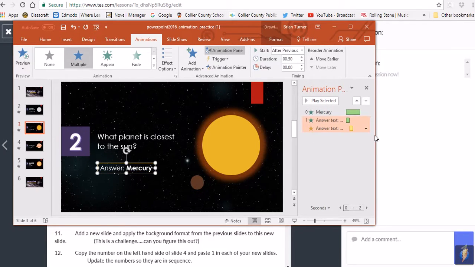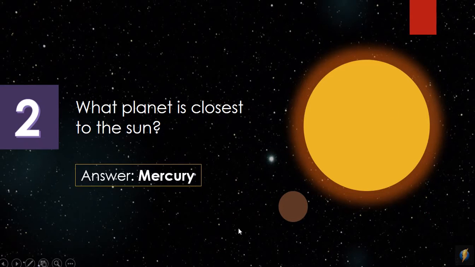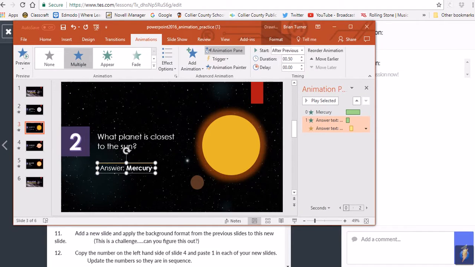If I click on my answer, you can kind of see what's highlighted here. And then I also have an animation on my planet, Mercury, and if you play the slide, you'll see it. It's kind of cool. Boom, just like that. And if I click, the answer will come in with my pulse. Alright, that slide's done.